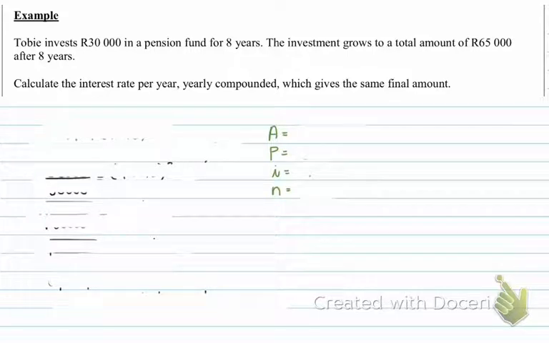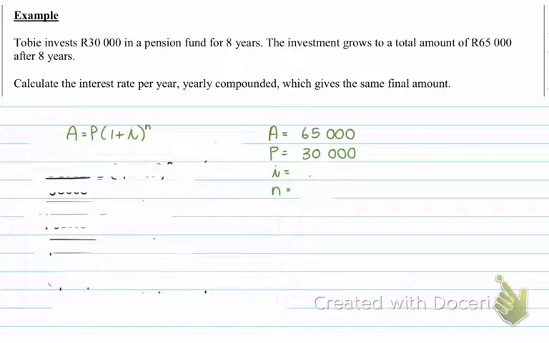All right, so I know we're going to use compound interest. There's the formula. Now let's read quickly through the question and fill in what we can. 30,000 is invested initially, so that is the value for P. Okay, the investment grows to a total amount of 65,000. That is the final amount, in other words, A. And this all happens in 8 years. So N will be 8, and your interest rate is the one that we have to calculate.